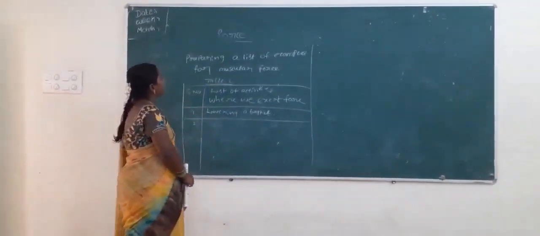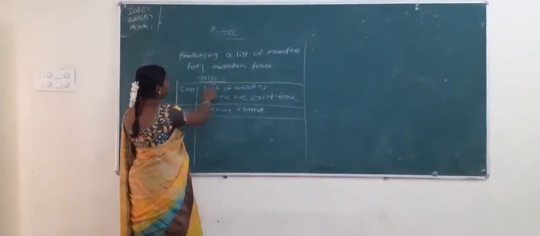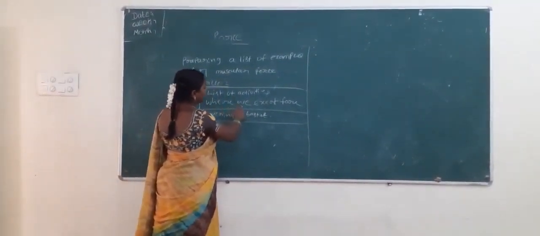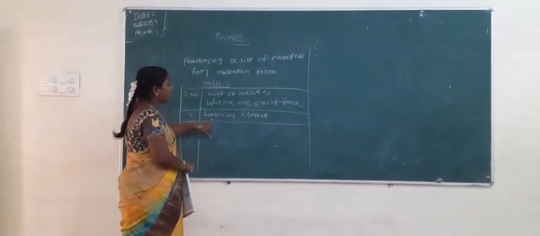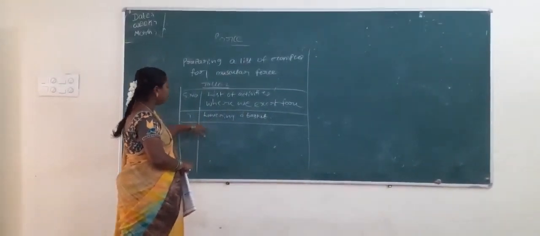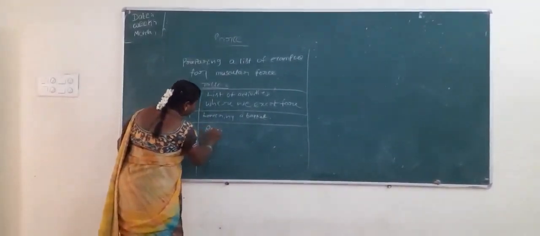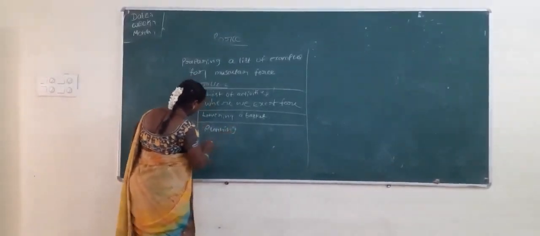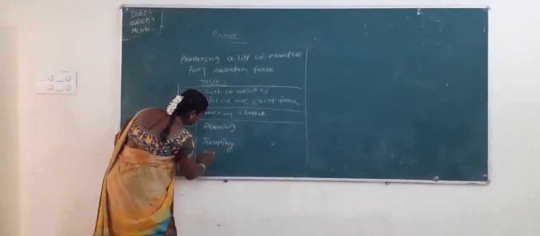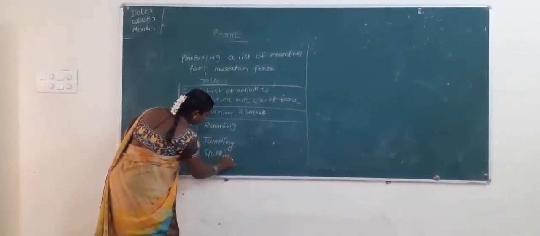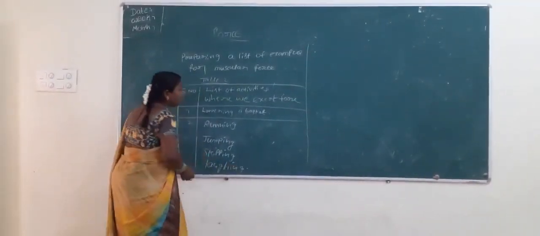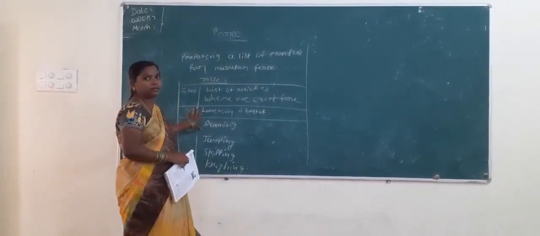Preparing a list of examples of muscular force. Table: serial number, list of activities where we exert force. First one, lowering a basket. Muscular force examples in our daily life: running, jumping, skipping, laughing. These activities involve muscular force.